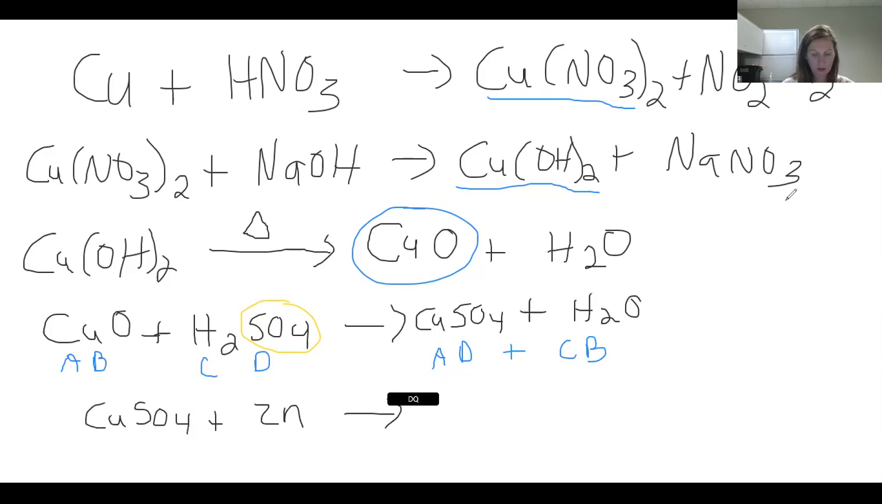For a single replacement reaction, if you remember the general scheme, we have the compound BC reacting with an element by itself, A. That element by itself is going to kick B out, being copper, so that now the element by itself is in a compound, and then B, copper, will be alone. What that looks like over here is we're going to have zinc now with the sulfate, leaving copper by itself. All right, so make sure you're balancing those.